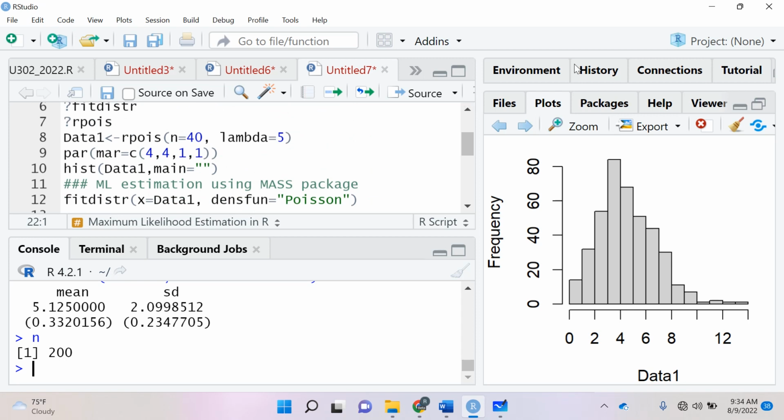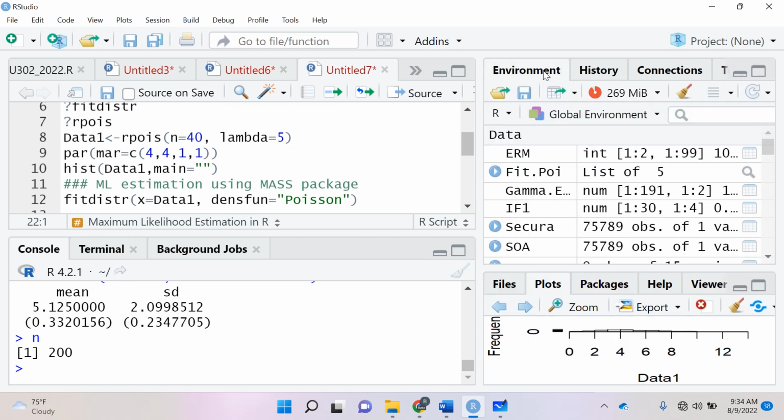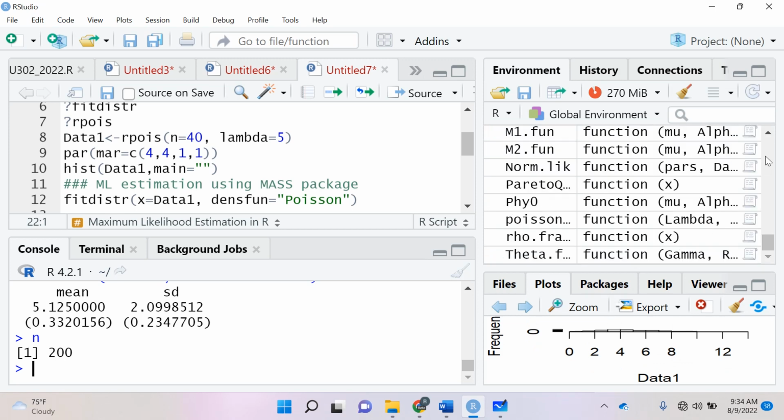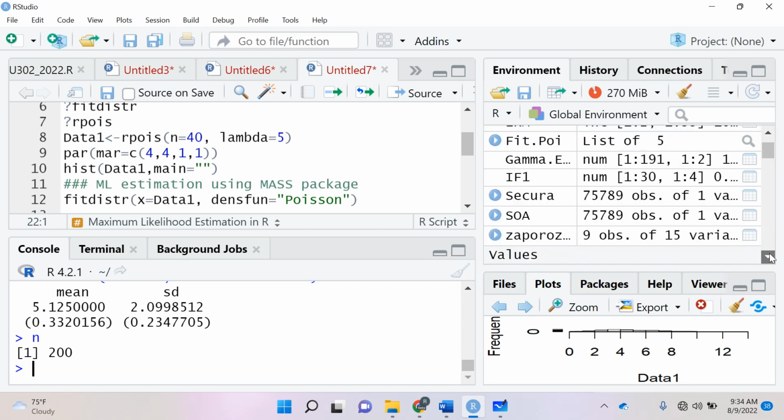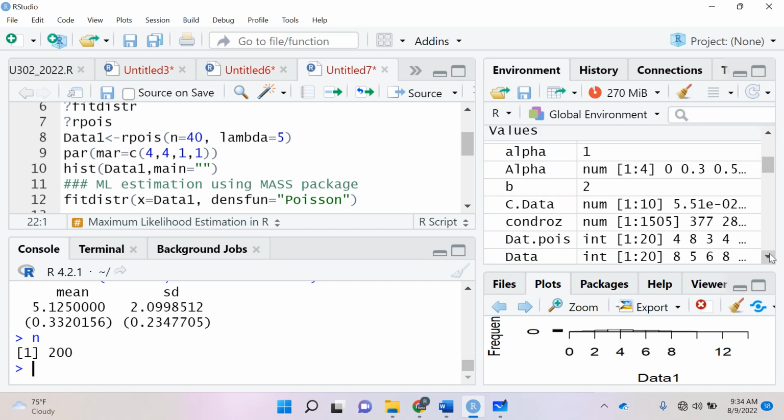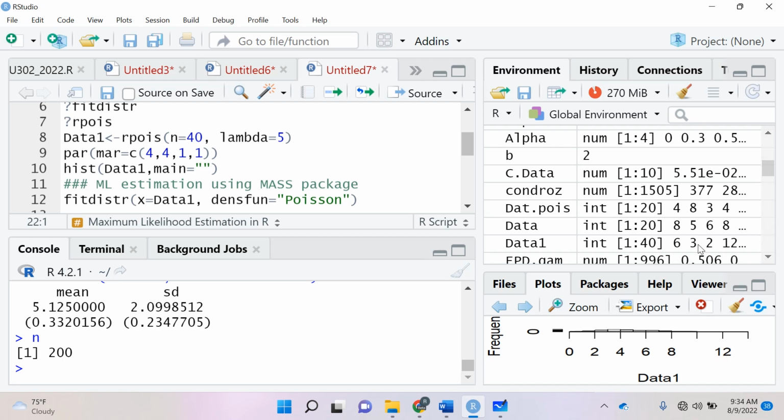Okay, no, I mean the data. So I should know how long the data is. So the data, okay, data 1 is 40. Okay, so I don't know if I use the 40 because remember I changed the formula.